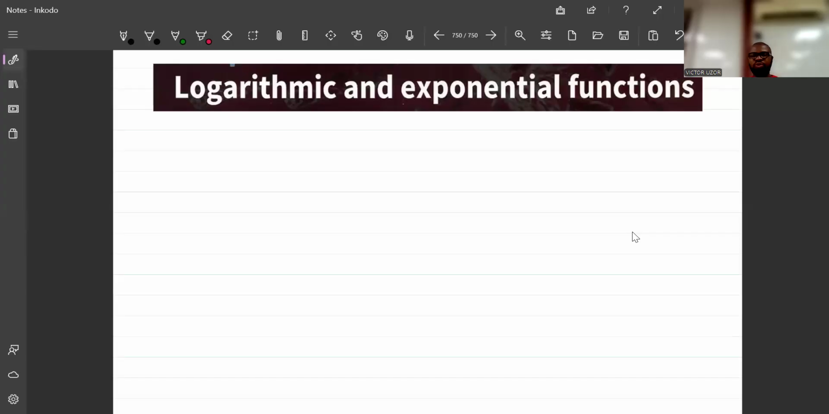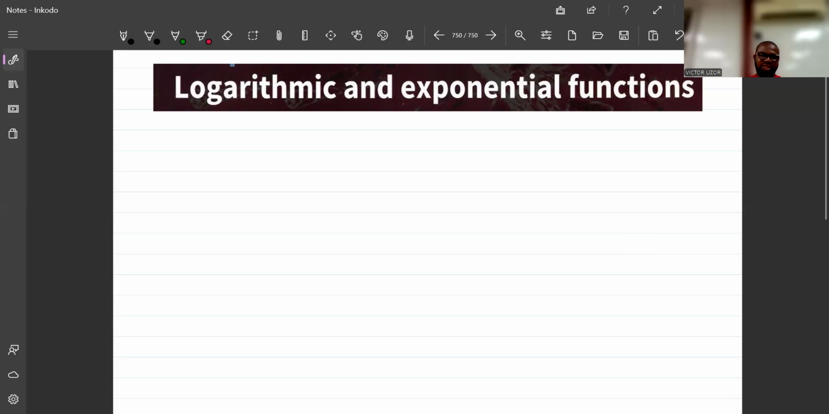Okay, so today we're going to be looking at logarithm. It's a very popular topic in hard math, in A-level math, in IGCSE math. So it's a very popular topic. I would like you to pay attention to get it.